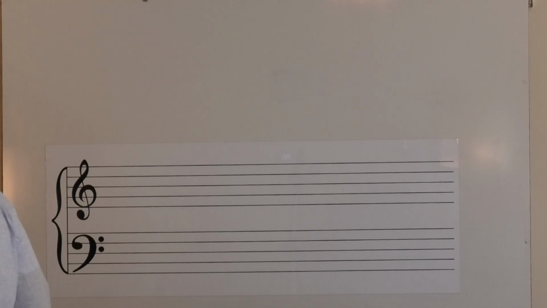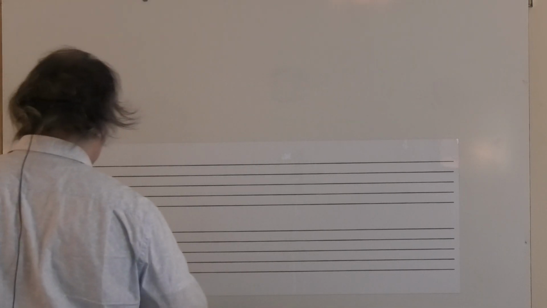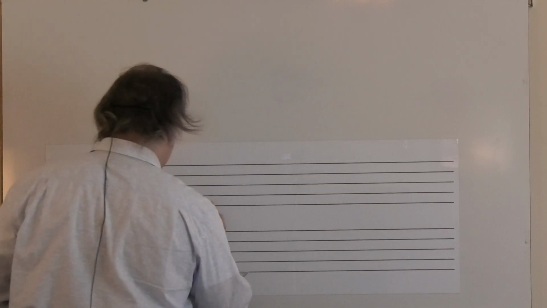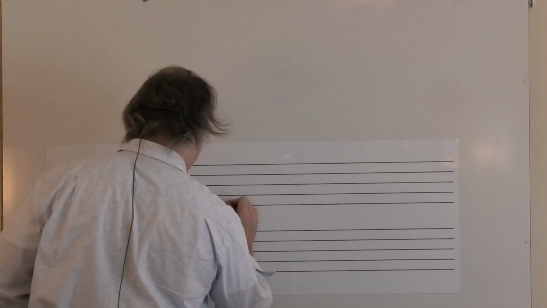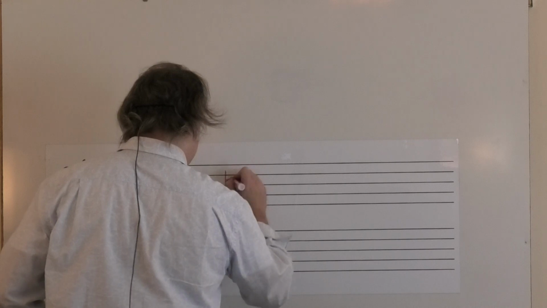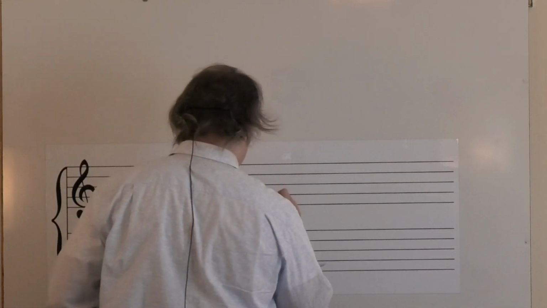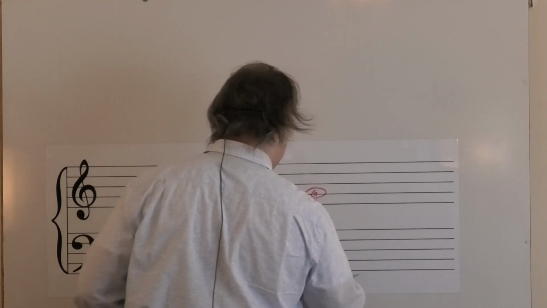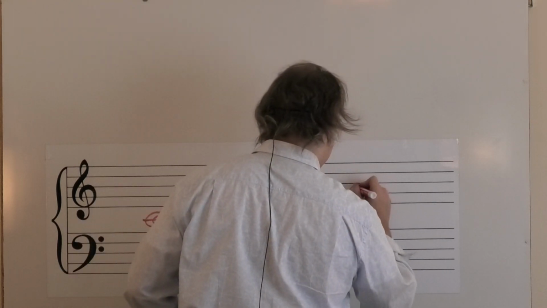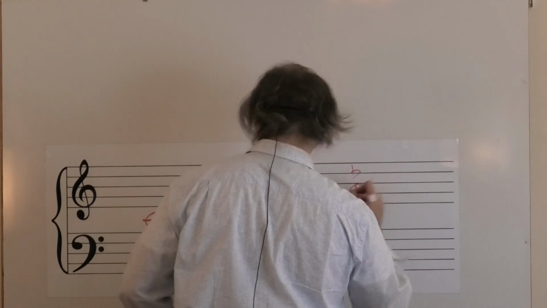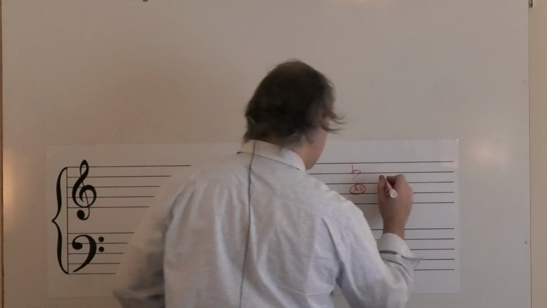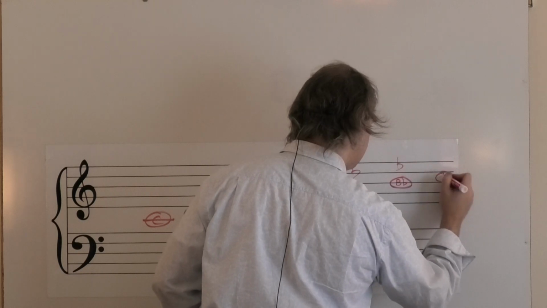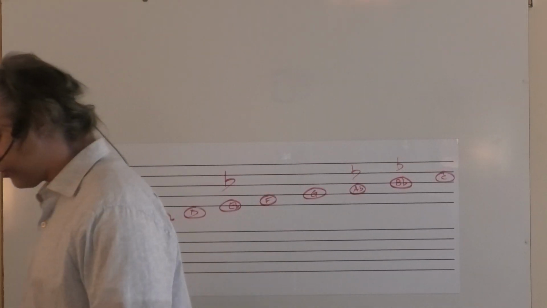So let's take a look at this. This is very interesting here. So let's take a minor scale. Okay, C minor: C, D, E flat. I'll put the flat above. F, G, A flat, B flat, and then C. That's just C natural minor.